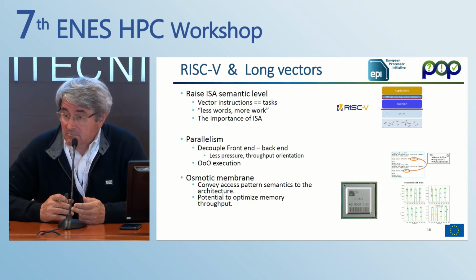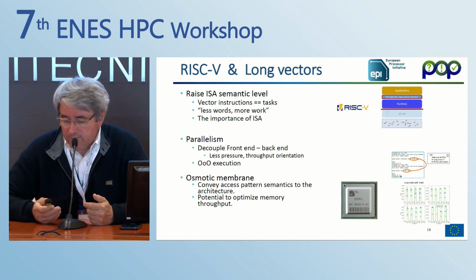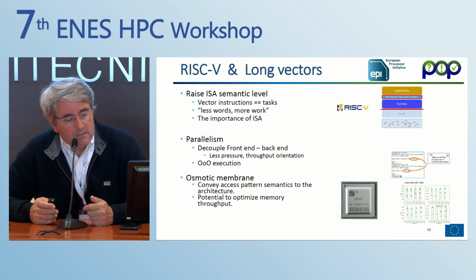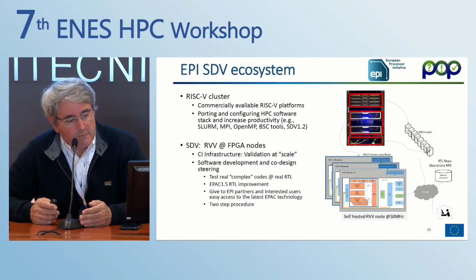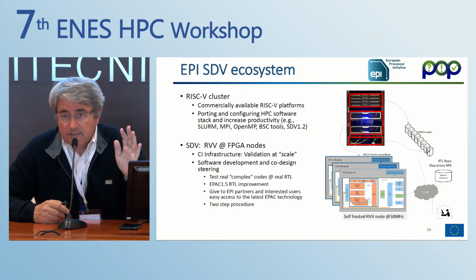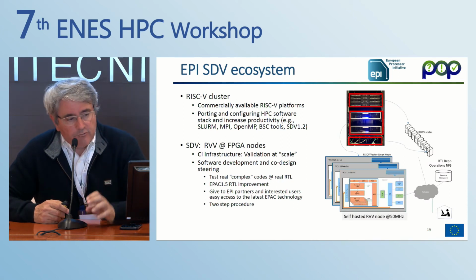This is 40-something gigabytes per second per core, on a single core at 1.4 gigahertz, which might be a good thing for codes that are memory bandwidth limited. That's the chip, which is a first version. We are doing the second one.